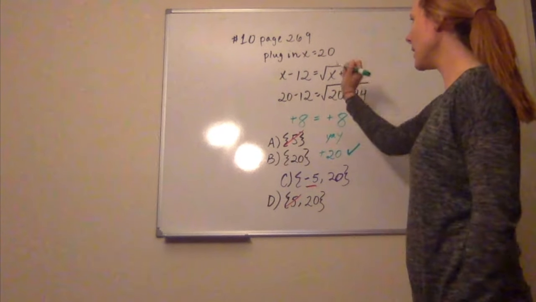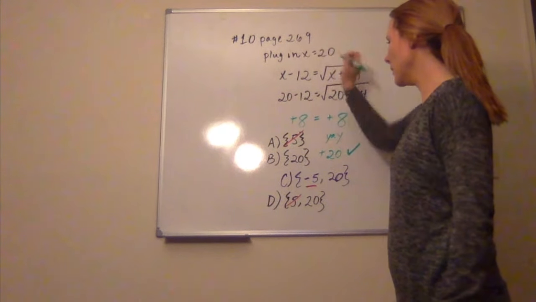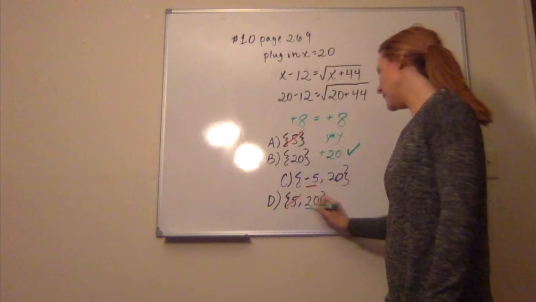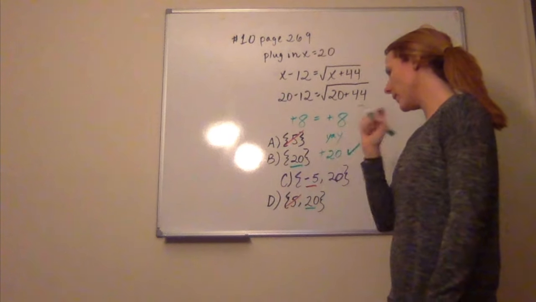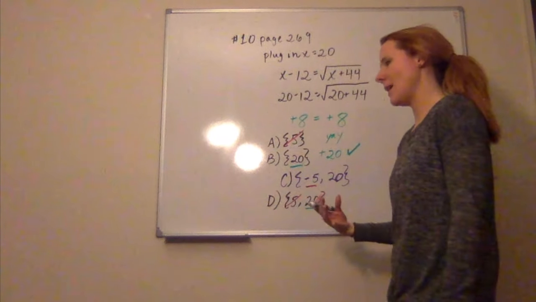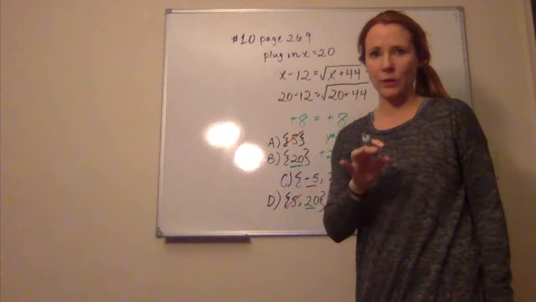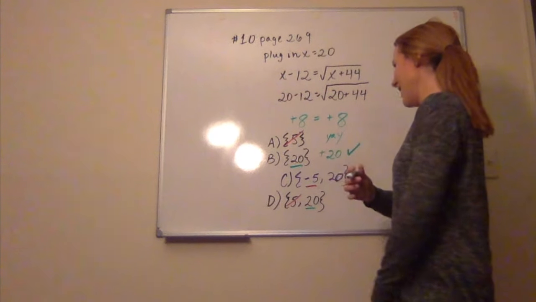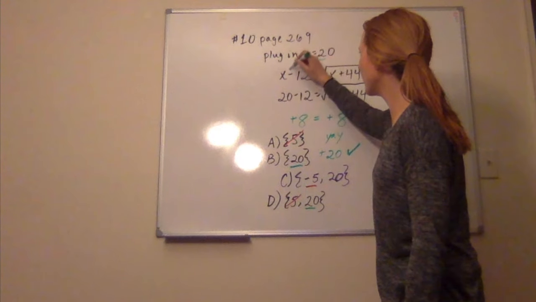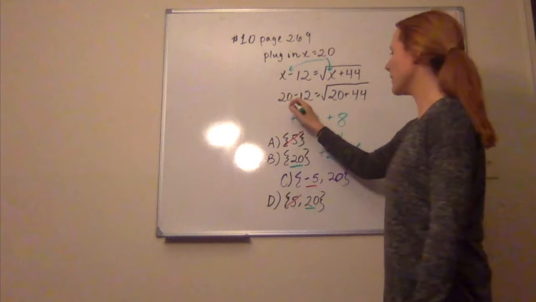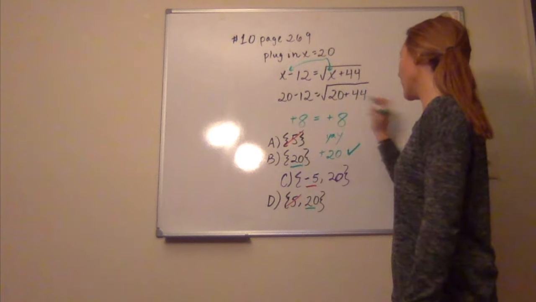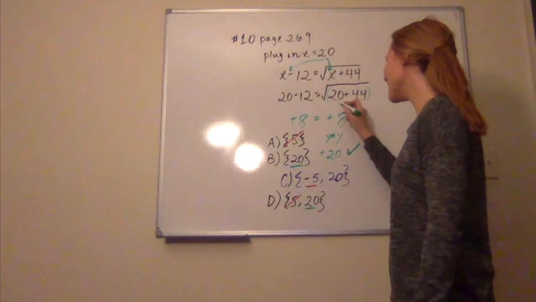Okay, so next we want to plug in x equals 20, because notice that 20 is an option in choice D and choice B. We've already gotten rid of 5 as one of the solutions previously because we determined that that yielded negative 7 equals positive 7, which is not accurate, not correct. So now we plug in x equals 20, which gives us 20 minus 12 equals the square root of 20 plus 44. And you want to treat this like it's in parentheses. You want to add these first.